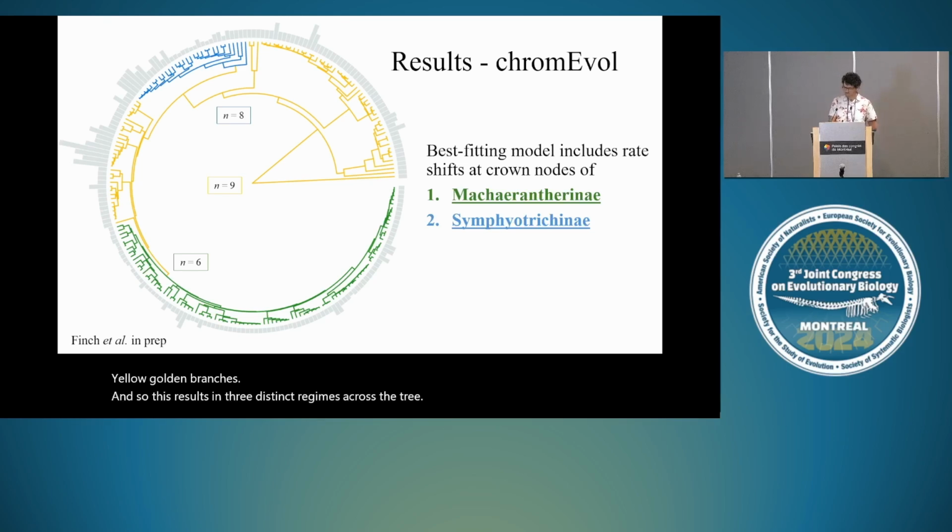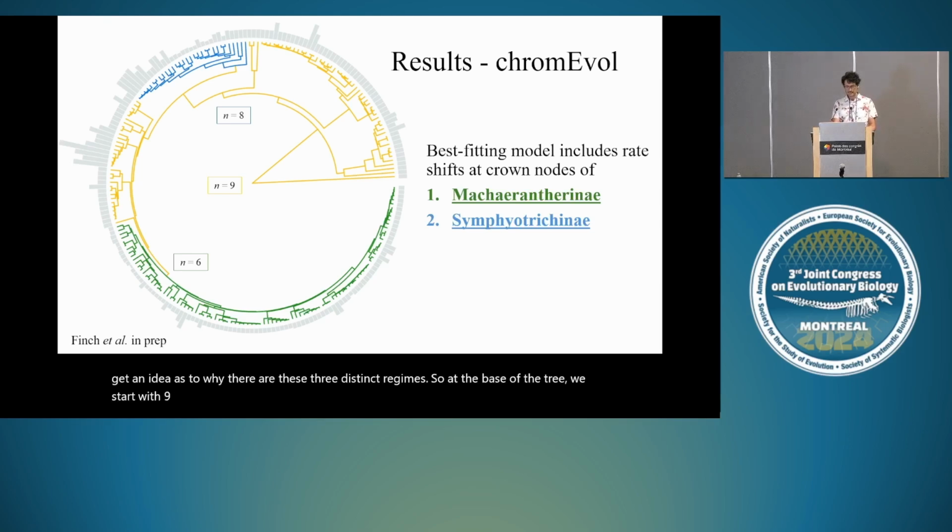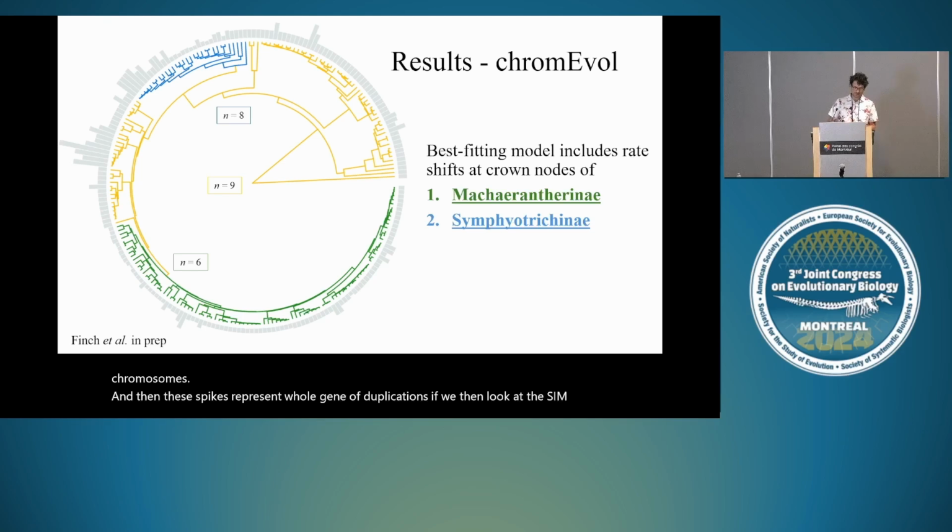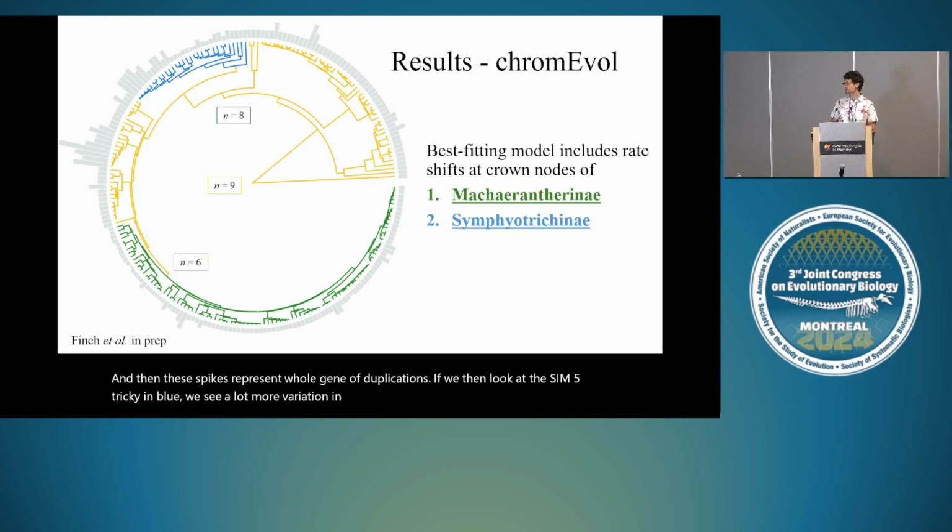The gray bars at the tips show the haploid chromosome numbers for each of these taxa. If we quickly examine those chromosome numbers, you can get an idea as to why there are these 3 distinct regimes. At the base of the tree, we start with 9 chromosomes. In that background group, for the most part, it stays at 9 chromosomes, and these spikes represent whole genome duplications. If we look at the Symphyotrichinae in blue, we see a lot more variation in general. Those numbers are going up and down. We have polyploid changes, we have disploid changes. And then when we get down to the Machaeranthera, chromosome number drops to 6, and we have much lower chromosome numbers overall. So, 3 distinct patterns.